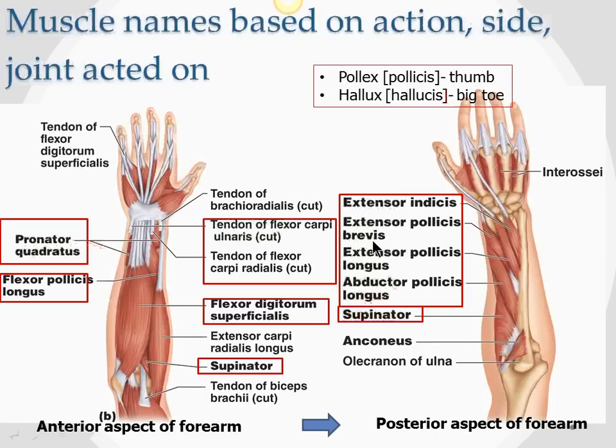Extensor pollicis brevis. That means this is extending the thumb, but it's a small muscle. Brevis means small. Extensor pollicis longus, again extending all the joints of the thumb, but it is a longer tendon. Extending the thumb would be like this. Abductor pollicis longus. That means it causes abduction of the thumb. This movement is abduction. When you take the thumb and form an L like this, that's abduction.